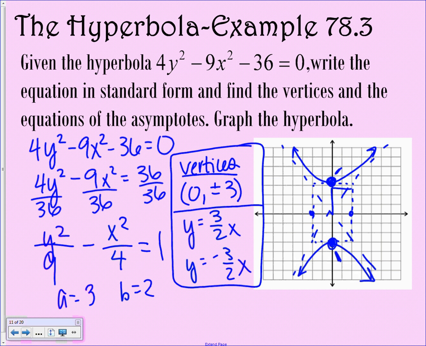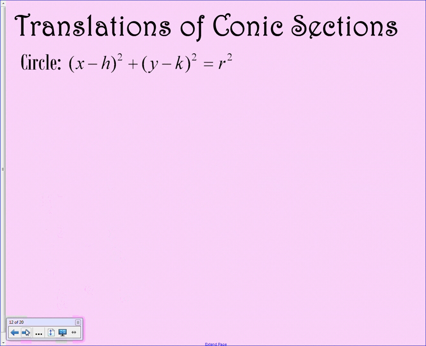Now we're going to flip over to lesson 106, and we're going to look at translations of conic sections. We have already talked about this equation for a circle, x minus h squared plus y minus k squared equals r squared. That is the translation of a circle if it's not centered at the origin. Remember that hk would be the center.